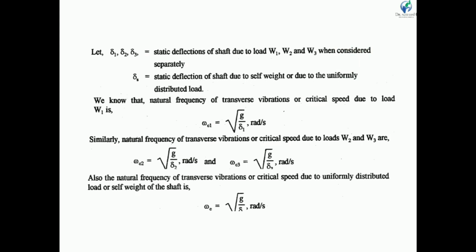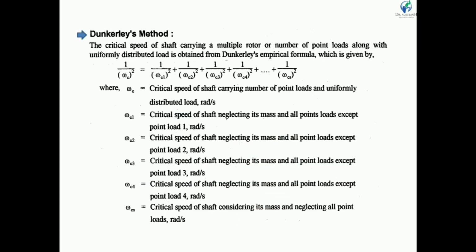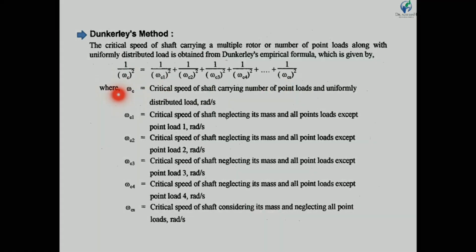So we know that the natural frequency of transverse vibration, or critical speed, due to the load W1 is omega c1 equal to root g by delta 1. Similarly, omega c2 is root g by delta 2. Similarly, omega c3 is root g by delta 3. And omega cs is equal to root g by delta s. So if we put these values in this equation, then we can calculate the critical speed.